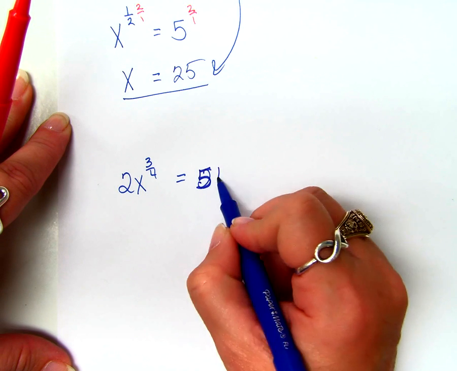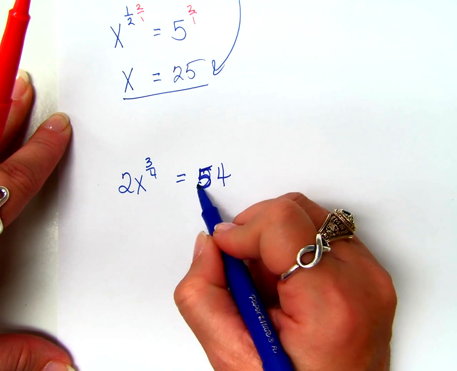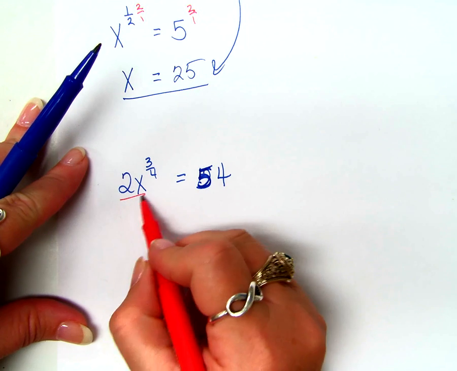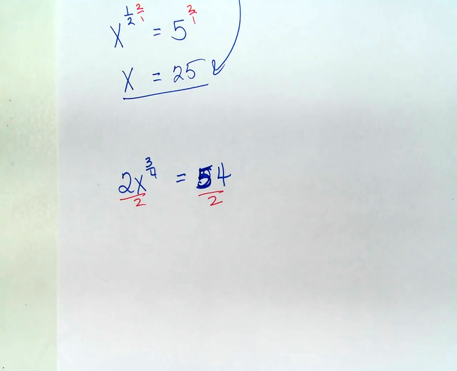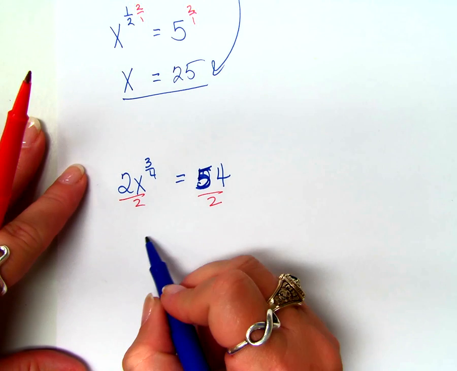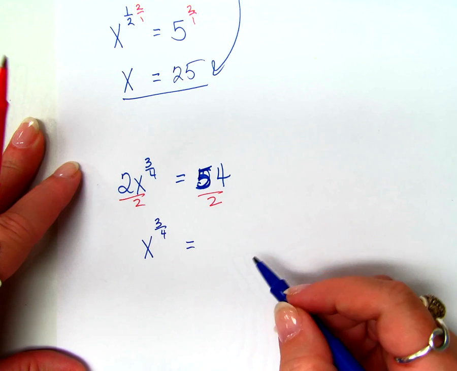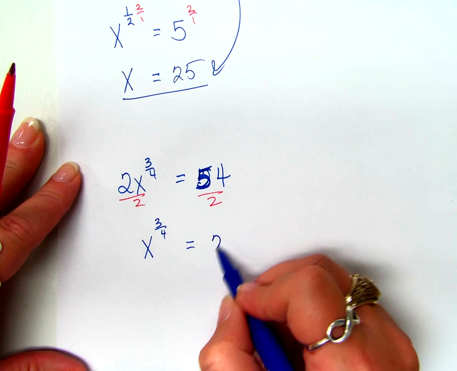Sorry, this needs to be 54. Pretend that's a 54. What should I do first? I have to isolate my variable first, don't I? So if I divide 2 on both sides first, what do I have left on the left-hand side? X to the 3/4 equals what? 27.